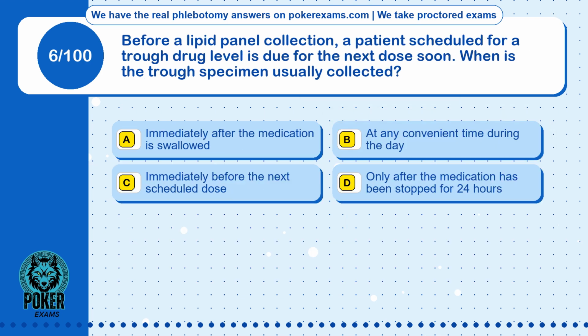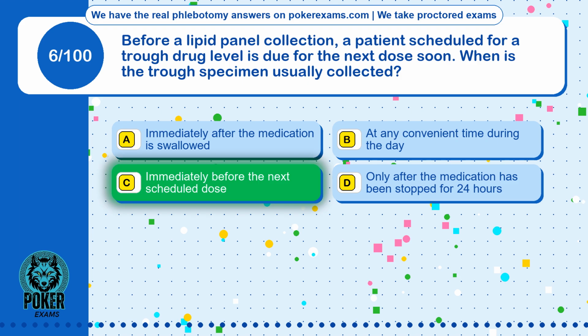Question 6. Before a lipid panel collection, a patient scheduled for a trough drug level is due for the next dose soon. When is the trough specimen usually collected? Option A, immediately after the medication is swallowed. Option B, at any convenient time during the day. Option C, immediately before the next scheduled dose. Option D, only after the medication has been stopped for 24 hours.